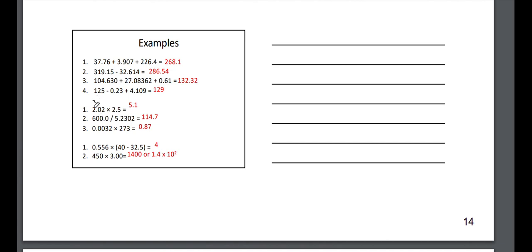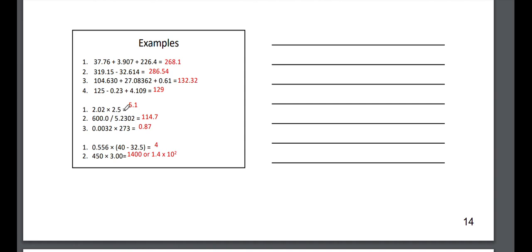That's a 3, right? Because there's 1, 2, 3. All non-zero numbers will be counted as significant figures, and the 0 between the two non-zero numbers will also be counted as significant figures. So I have 3 significant figures. On this one here, I have 2 significant figures, right? Because they're all non-zero numbers. So my final answer has to have nothing more than 2 significant figures.